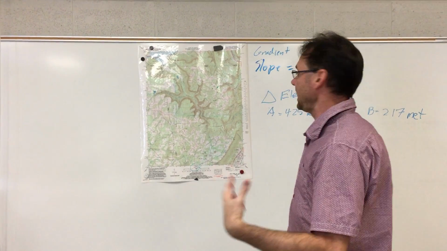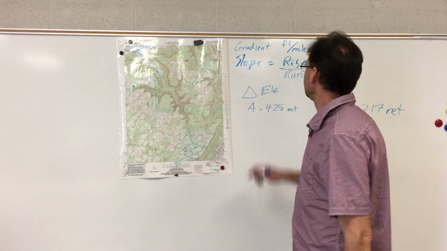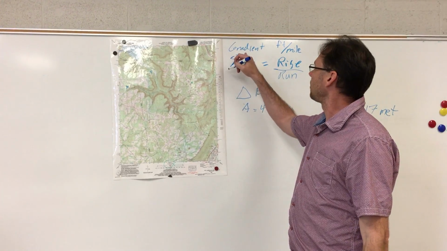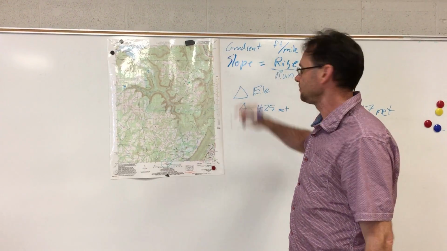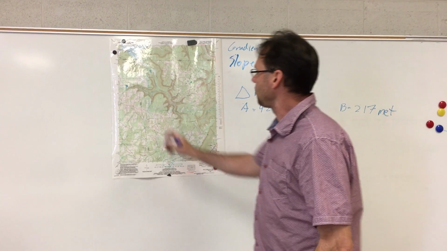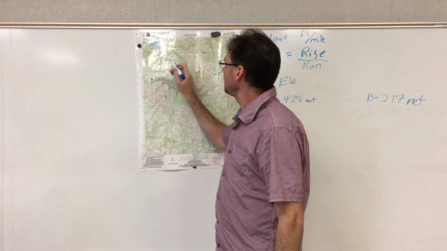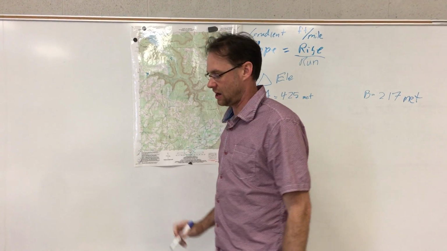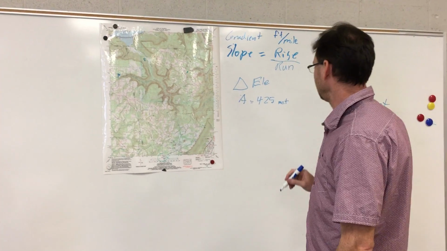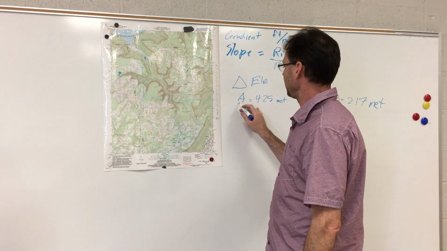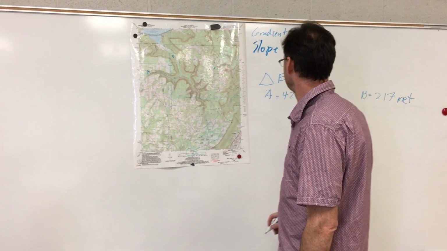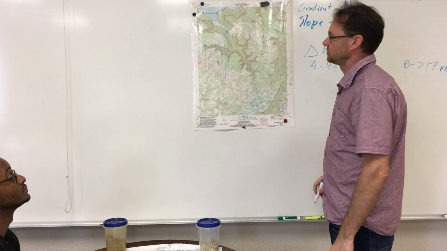Okay, so now we are looking to find the rise to get our gradient. We've got point A where Warren Creek crosses this power line, and point B where Coal City Creek crosses this power line. Brandon, what elevation do we have for point A? It's 425 meters. 425 meters is right.